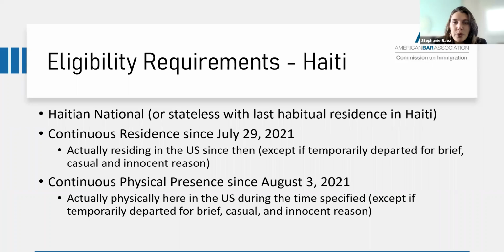The difference between those two is that physical presence refers to whether they've physically actually been here, not leaving the country on any vacations or any visits outside the country, but physically in the United States since that August 3rd date. Continuous residence refers to whether they have established residence here and have lived here since at least July 29th of 2021.